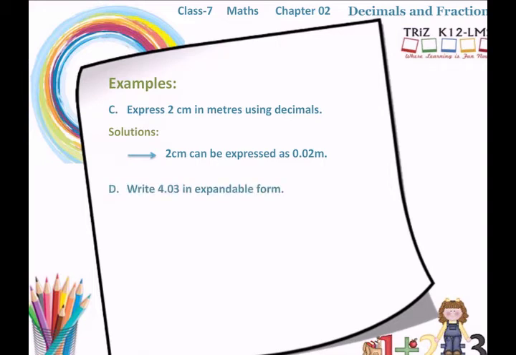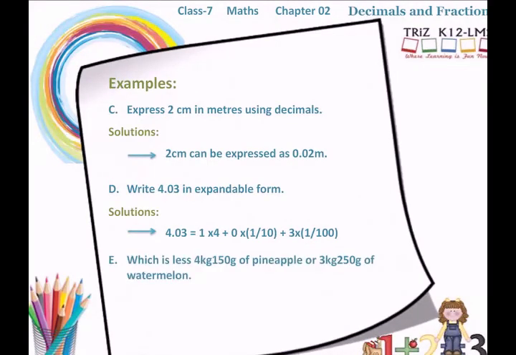D. Write 4.03 in expanded form. Solution: 4.03 is equal to 1 into 4 plus 0 into 1/10 plus 3 into 1/100. E. Which is less, 4 kg 150 grams of pineapple or 3 kg 250 grams of watermelon? Solution: 3 kg 250 grams is less.